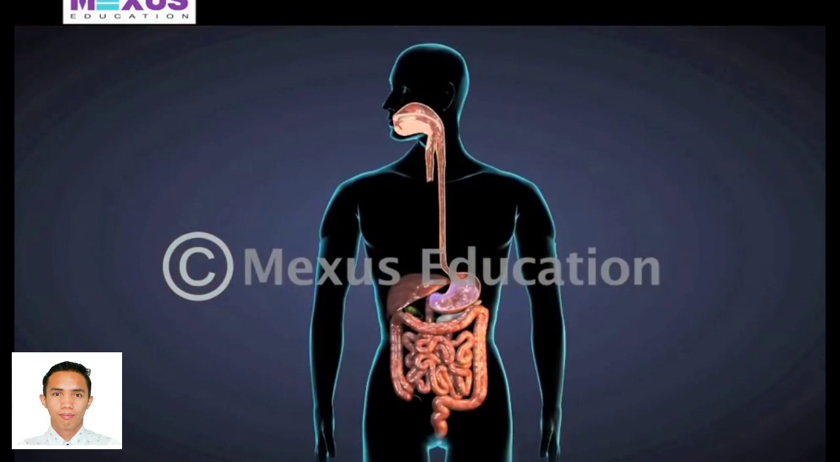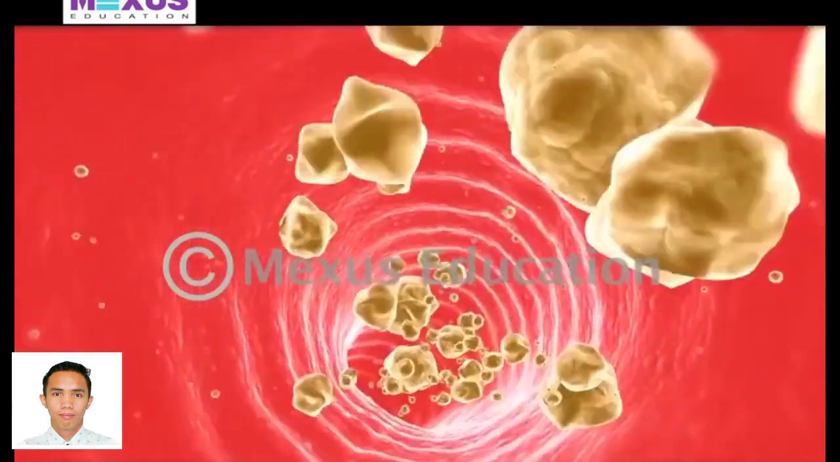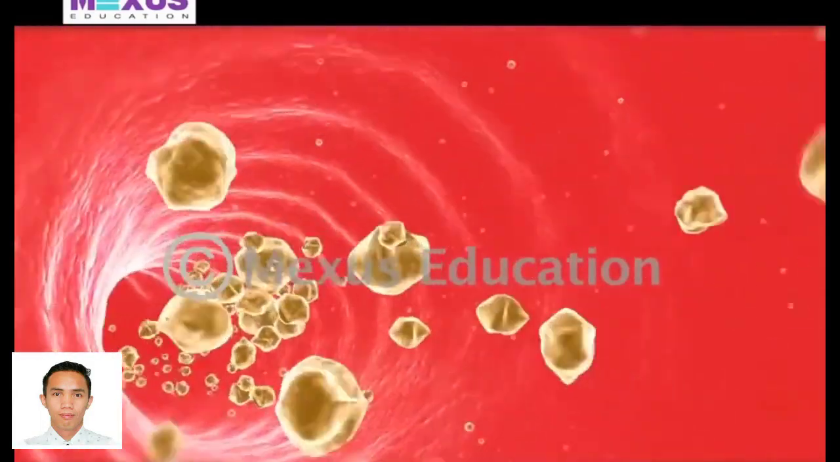Most of the nutrients from the food are absorbed in the small intestine. This occurs in a part of the small intestine known as the jejunum. The food particles are further broken down inside the jejunum.